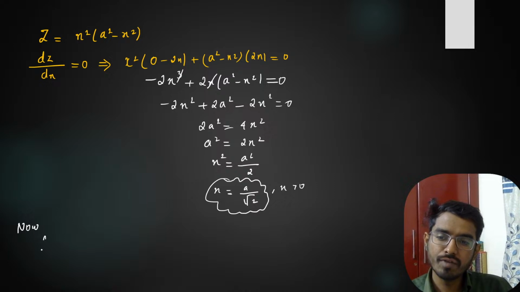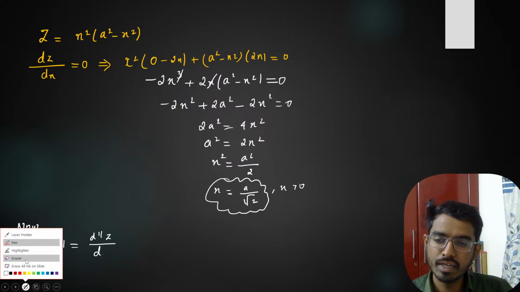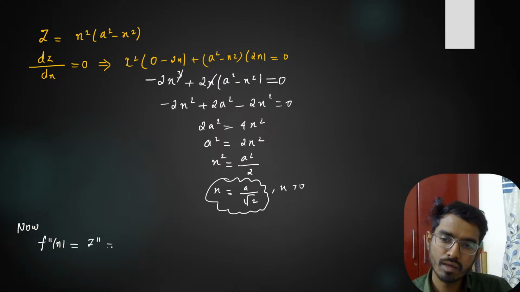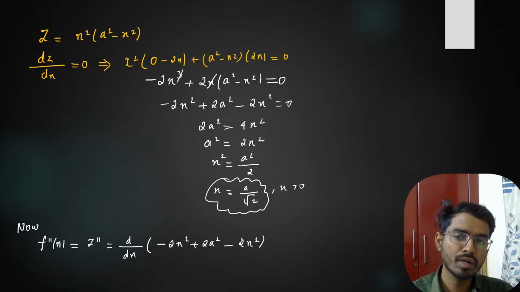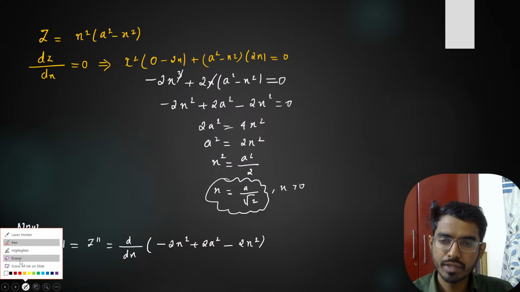Now what is f double dash of x? That is z double dash, that is d by dx of the first derivative. What is the first derivative? Using u into v dash plus v into u dash, our first derivative is minus 2x square plus 2a square minus 2x square. This is our first derivative, right? Minus 2x cube.